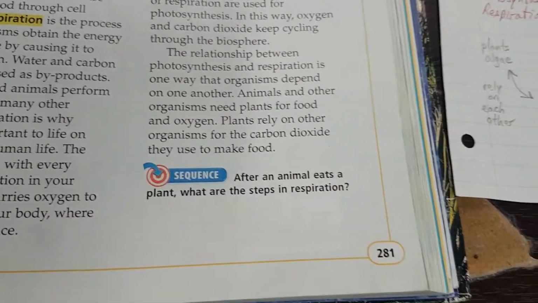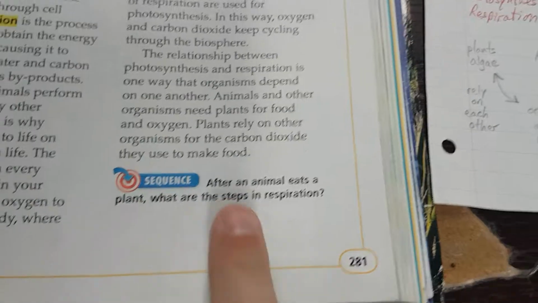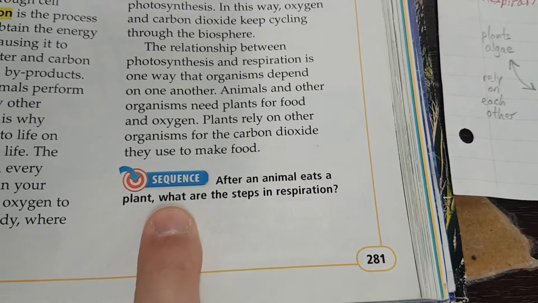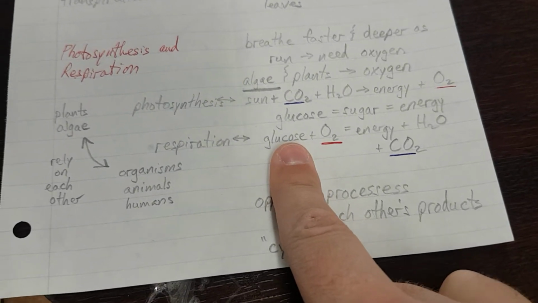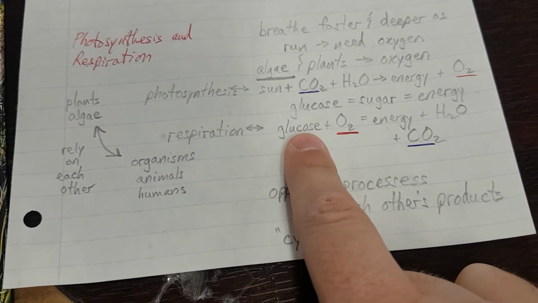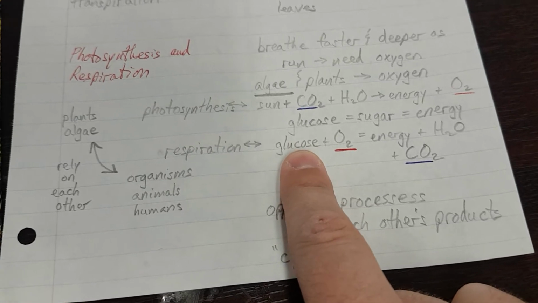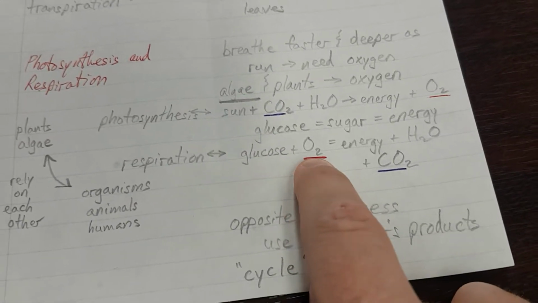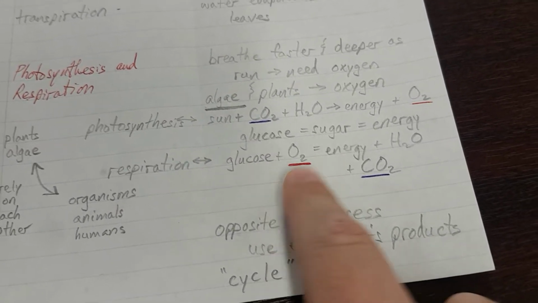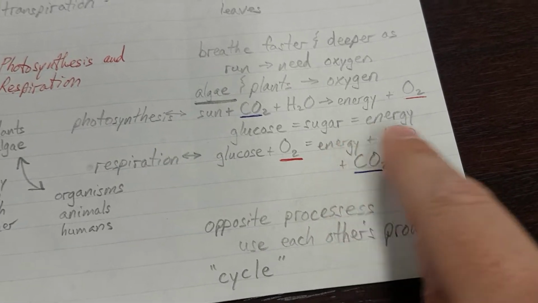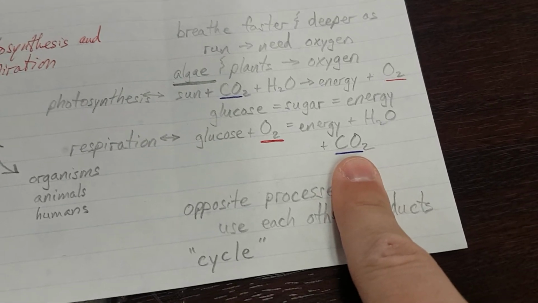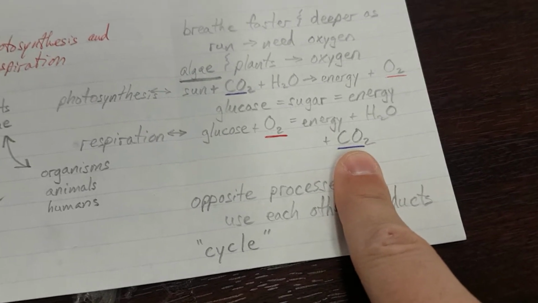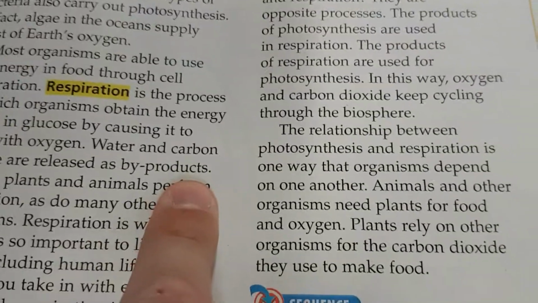Okay, sequence. After an animal eats a plant, what are the steps in respiration? Okay, so after an animal eats a plant, they uptake or take in or absorb the glucose, the sugar. Then their body reacts that sugar with oxygen, and you get energy out of it, you get water out of it, and then they breathe out carbon dioxide. Those are the byproducts.